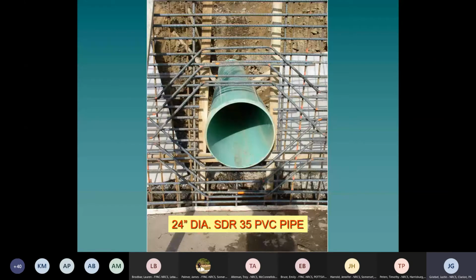And here we have a transfer pipe that would carry the manure from the barn above into that manure storage tank. And you can see how much detail is needed in placing that reinforcing steel around the 24-inch manure pipe coming through.